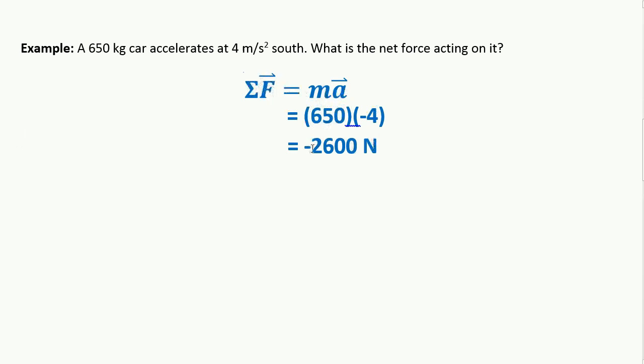And I get a negative number. Now, these negatives are great to use when we're plugging things into a calculator, but when we're actually displaying an answer or talking to each other, it's nice to be a little bit more specific about what that negative means. And in this case, you'll remember that negative meant south. So my final answer I would write down is 2600 newtons south.